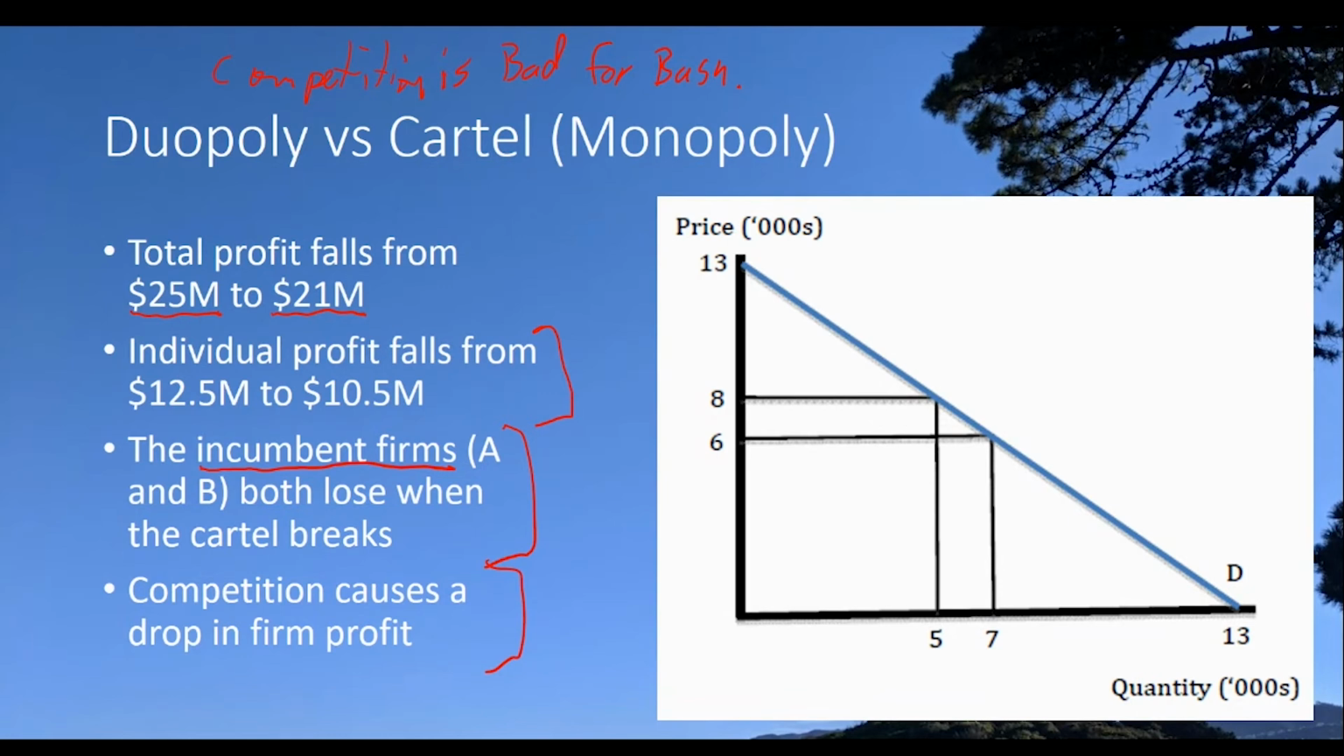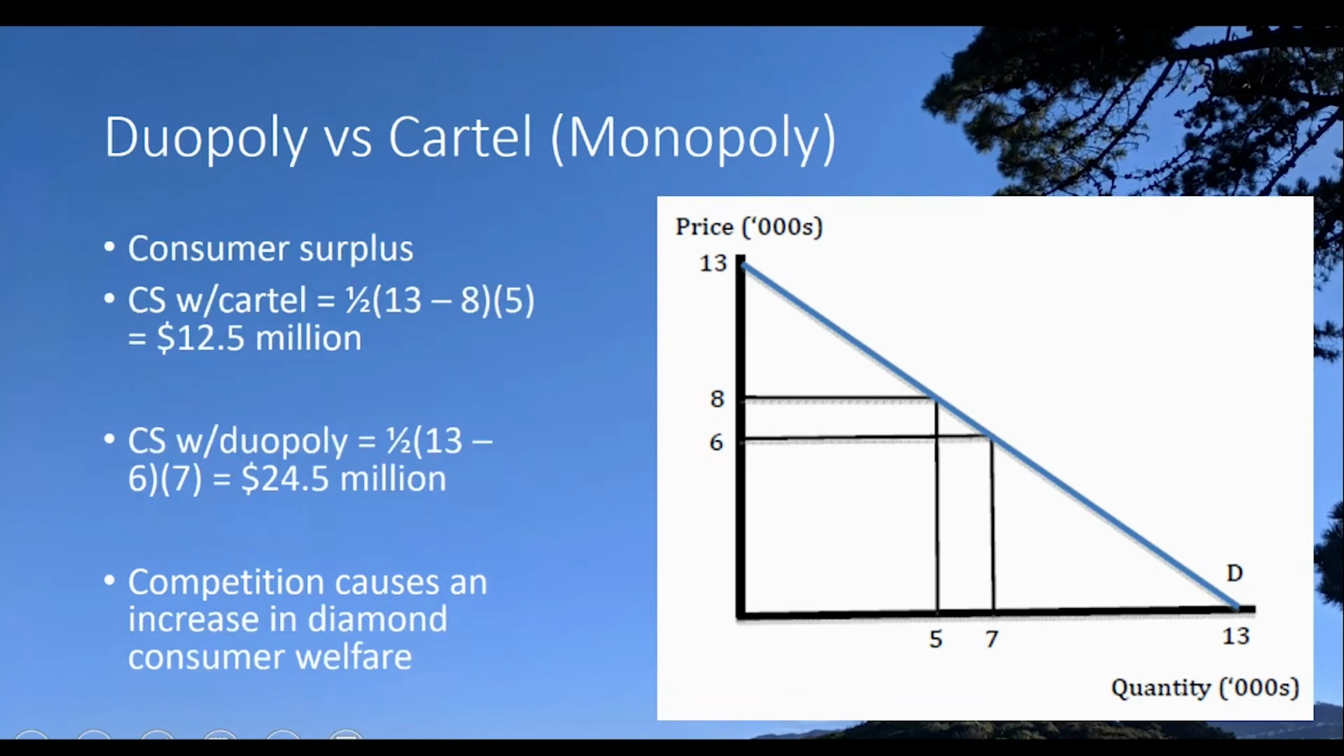Not true. Let's see what the other effects are. The other thing that we can measure here with our diagram now is we can measure the well-being of consumers in this marketplace, because we can measure consumer surplus. So in the original equilibrium, when they were acting as a cartel, the price was $8,000 per diamond, and they were selling 5,000 diamonds to the marketplace.